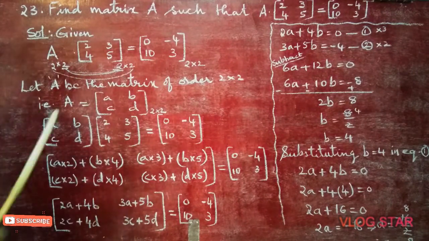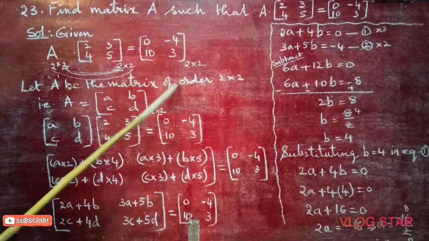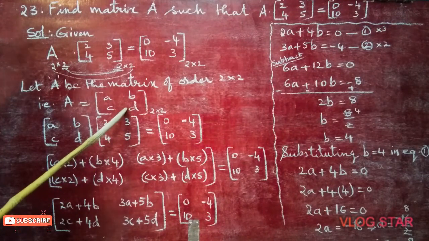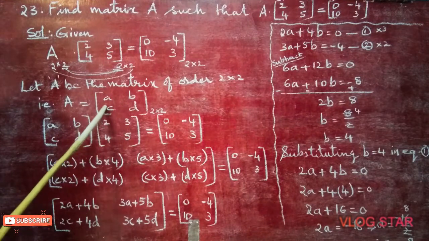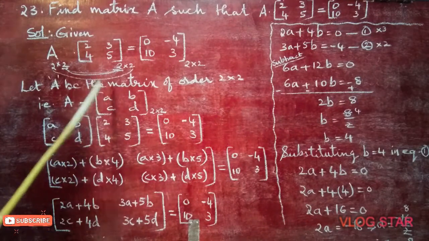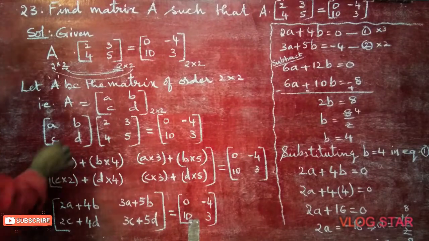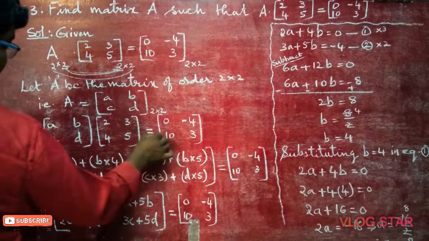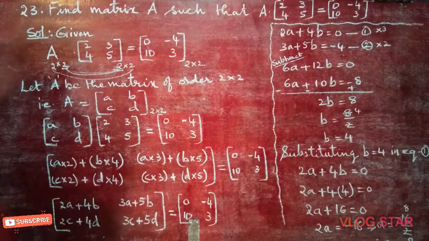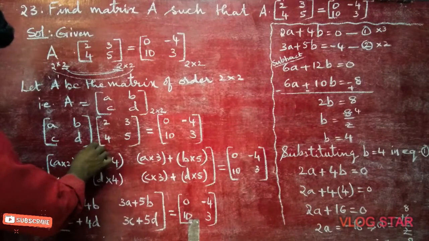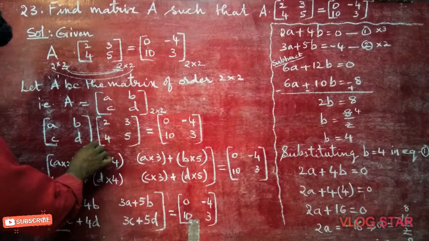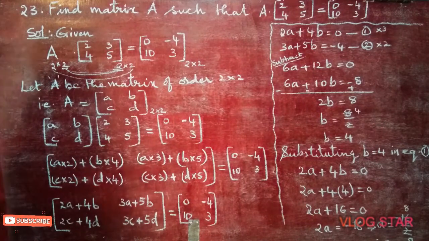Now, you understood how to find the order of matrix A and what the matrix will be. Any of the 26 letters can be taken, so we took A, B, C, D. Now A into the given matrix is equal to the answer. So multiply. First point: the first matrix's column should be equal to the second matrix's row.